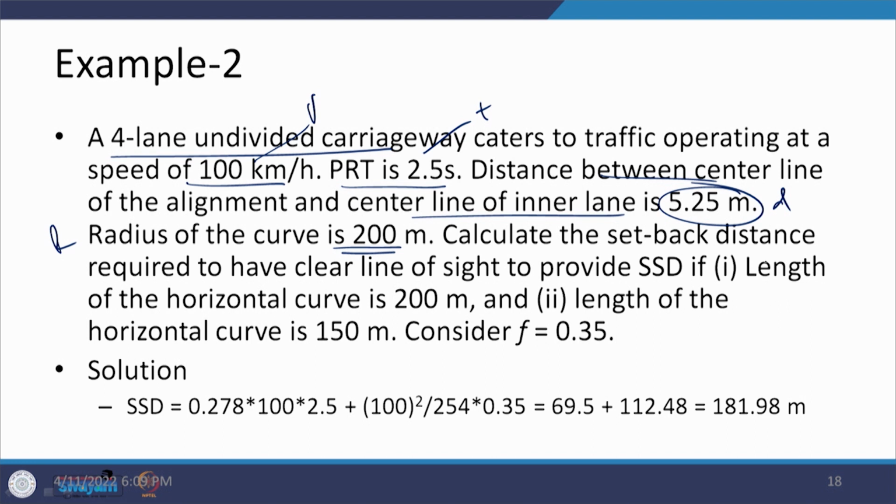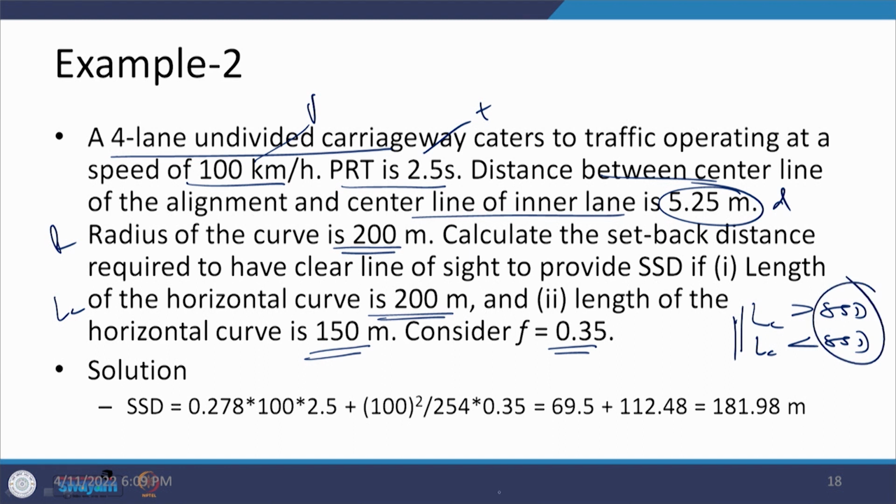Calculate the setback distance required to have a clear line of sight to provide SSD if the length of the horizontal curve is 200 meters or 150 meters. So, two LC conditions are given to us. Consider f as 0.35. Now, when we talk about LC, we consider whether LC is greater than SSD or LC is less than SSD. These are the two conditions we are talking about. That means SSD has to be calculated.